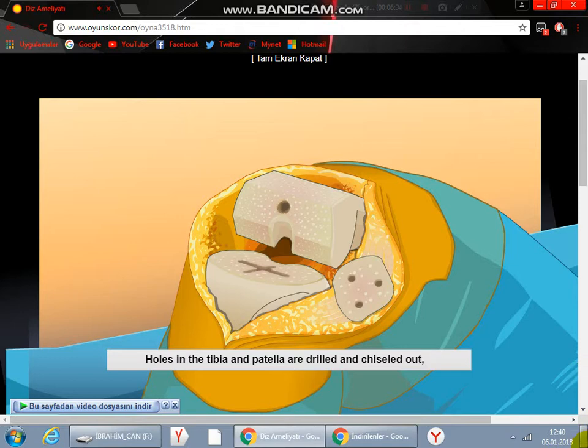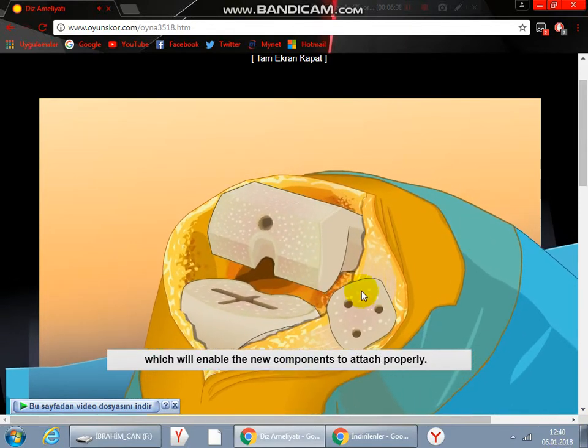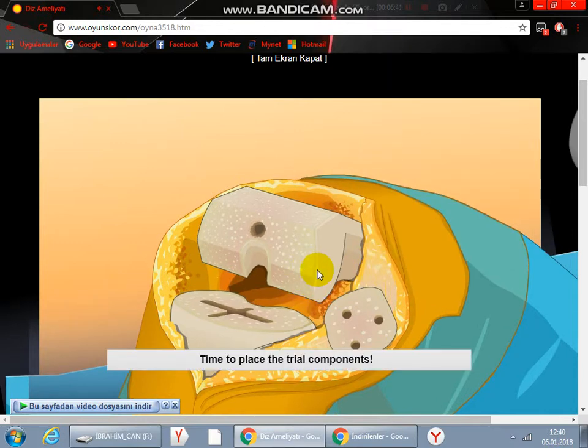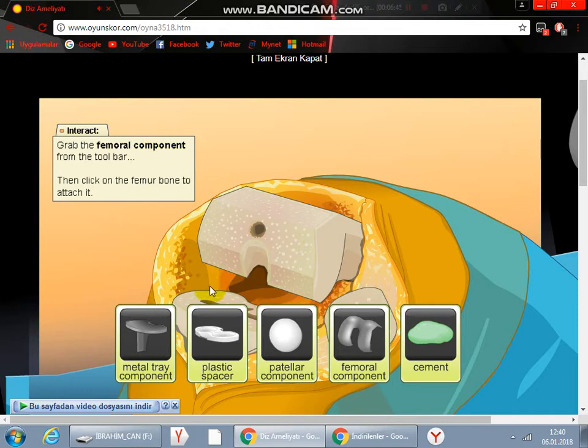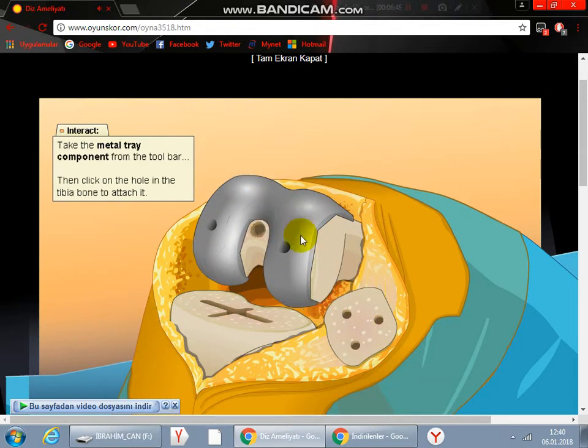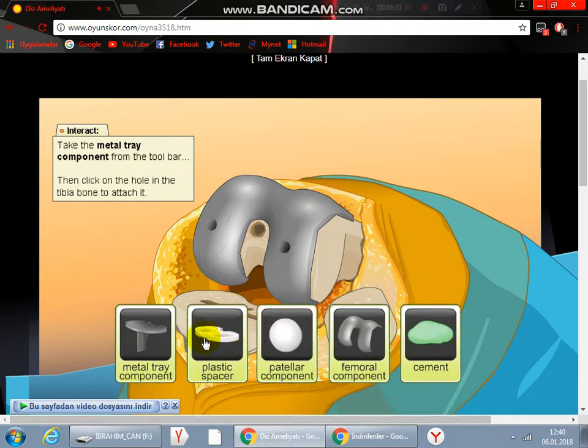Holes in the tibia and patella are drilled and chiseled out, which will enable the new components to attach properly. Time to place the trial components. First, attach the femoral trial component. Attach the metal tray trial component to the tibia.